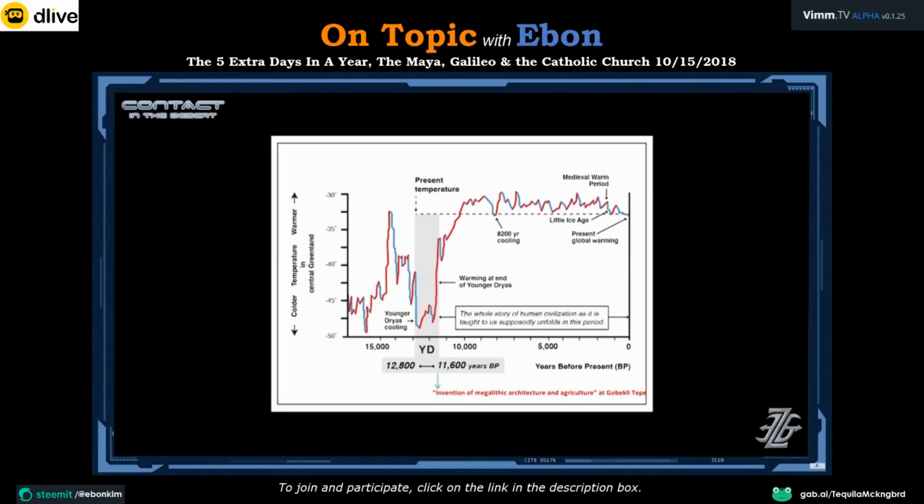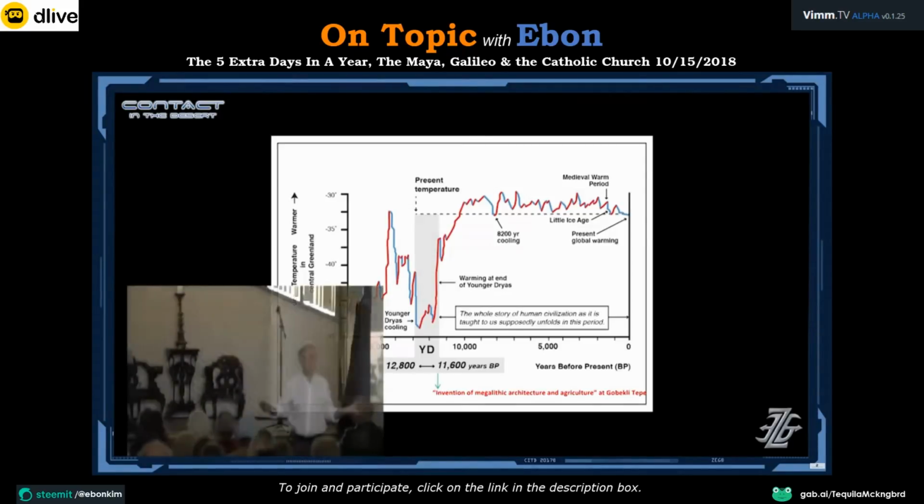And oddly enough, agriculture suddenly blossoms around Göbekli Tepe just when Göbekli Tepe is made. Not only did they invent megalithic architecture, but also they invented agriculture, on the back of an envelope the next day.